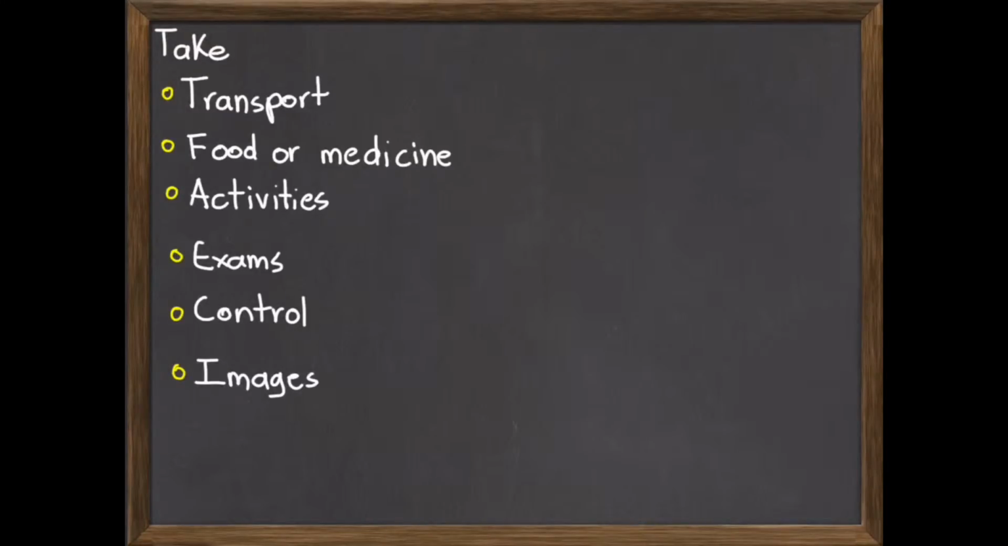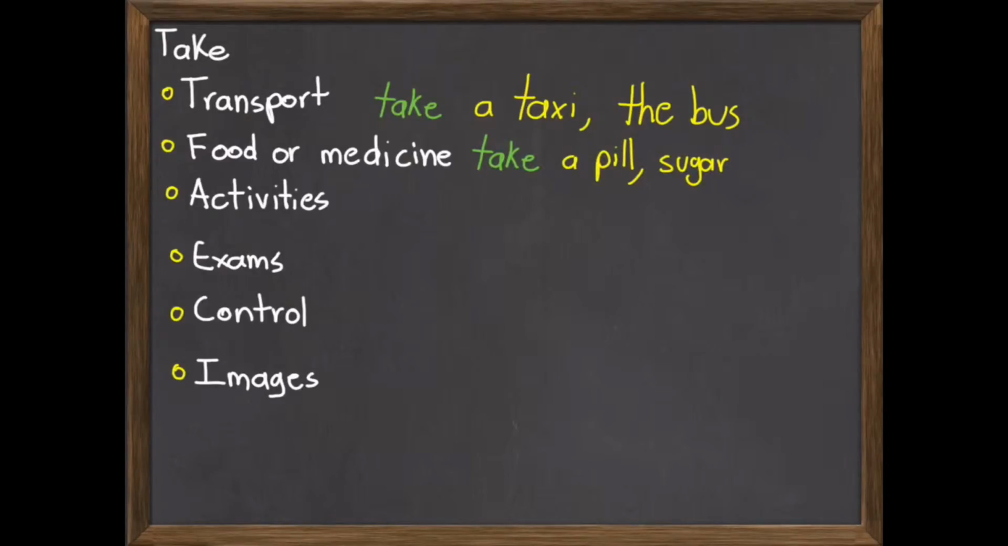and images. For example, with transport, you can say you take a taxi or you take the bus. It means that you're using that method of transportation to move about. In the case of food or medicine, you could say, for example, take a pill or take some sugar. It means you're ingesting it. It could be food or it could be medicine, as I already said.